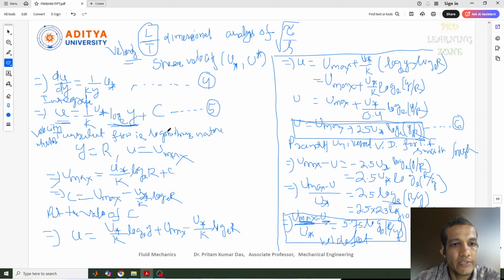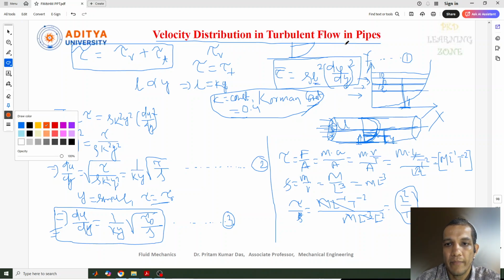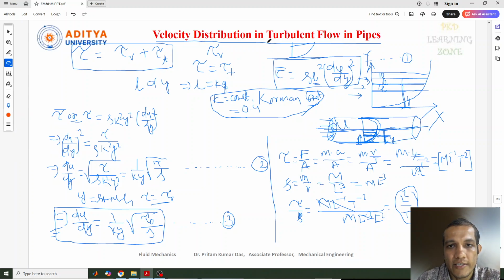So this is all about the derivation of velocity distribution in the turbulent flow in a pipe. These things started from our previous lecture equation, what we got for the shear stress equation for the turbulent flow. Why have we taken this equation only for the turbulent flow? Because we know that the total shear stress is equal to viscous shear stress plus turbulent shear stress. The viscous shear stress is very negligible at the surface of the boundary, so the viscosity effect is negligible here.